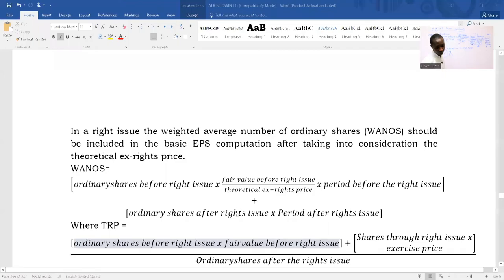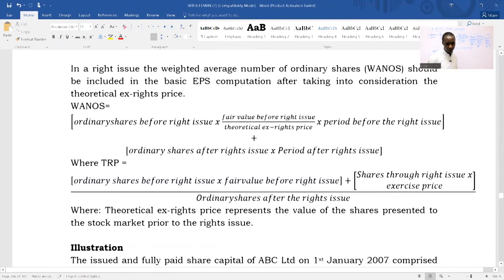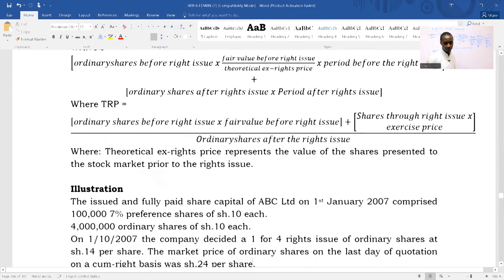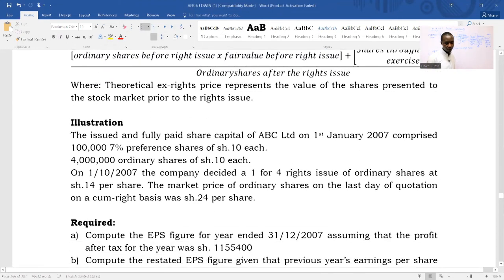There's this formula, which is very big, the theoretical. They say ordinary shares before rights issue times fair value before rights issue plus. So avoid that. What you need to know is just what I've written on the whiteboard. Then I will show you later how you are supposed to determine the theoretical ex-rights price in a direct manner. So let's do this illustration, then you will understand how you do that theoretical ex-rights price in a direct way.